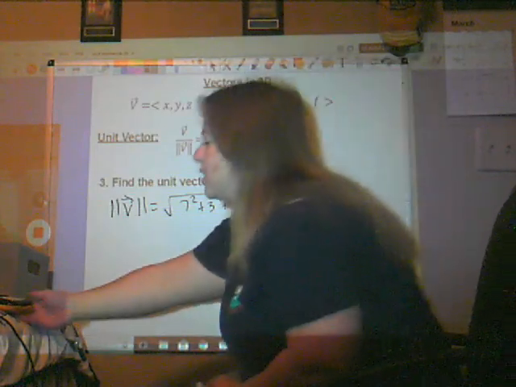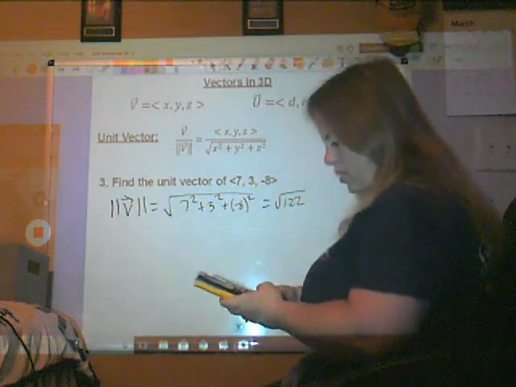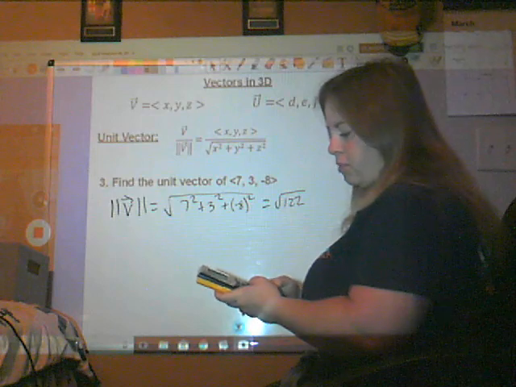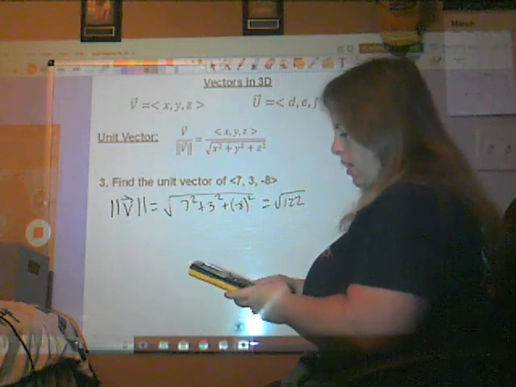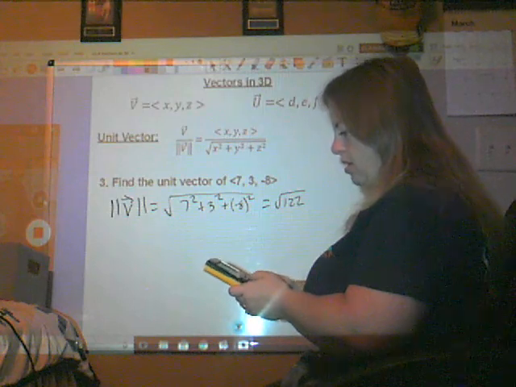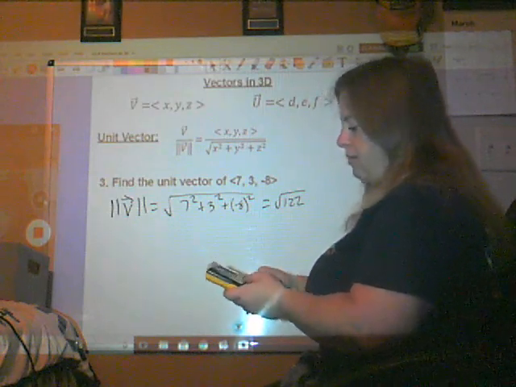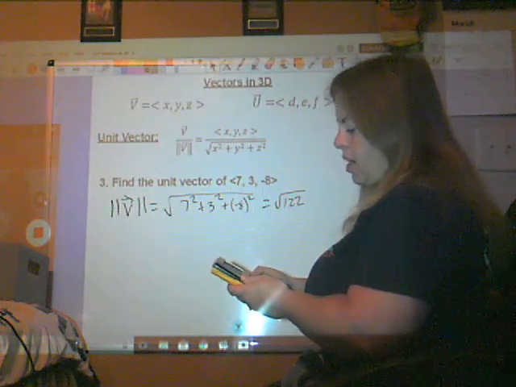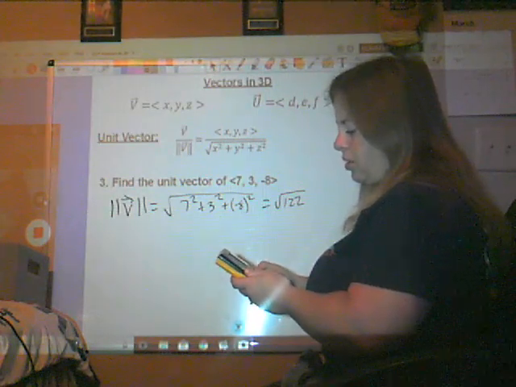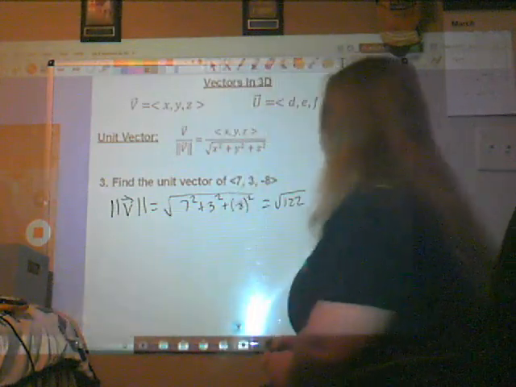I want to see if that simplifies. So I get the square root of 122 is 11 point something. Go to y equals, do 122 divided by x squared. Go second window and type in 11. And then second graph, and you're going to scroll up until you see a whole number. And this one does not simplify.